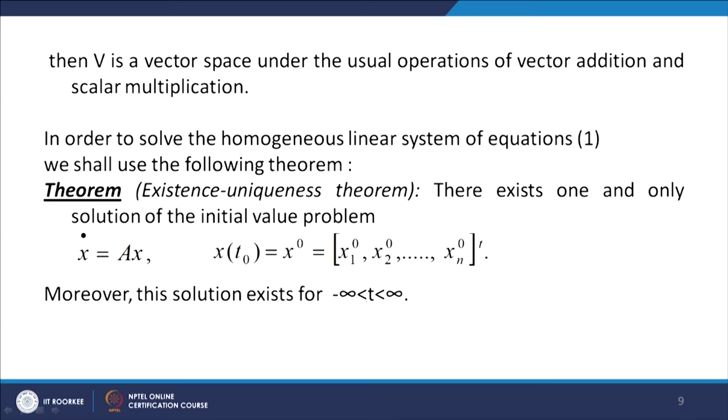So, do not confuse this t with this t, okay. This t is the independent variable here. Now, we shall need this theorem. The existence uniqueness theorem you have already done for the equation dx by dt equal to f(t, x). The proof of this theorem follows along similar lines. So, right now we will make use of this theorem.